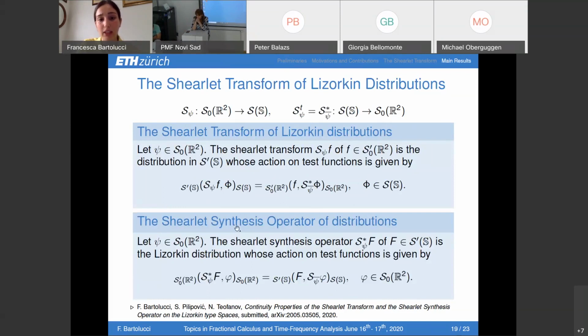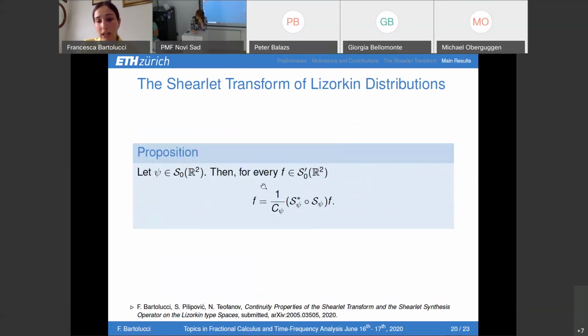And we can define the Shearlet synthesis operator of any element in this dual space as the transpose mapping of the Shearlet transform. And the continuity property of the Shearlet transform ensures that this is a good definition. And once we have the definitions of generalized Shearlet transform and generalized synthesis operator, it is not difficult to show that the reconstruction formula that we had in the Hilbert space holds true also for any Lizorkin distribution.